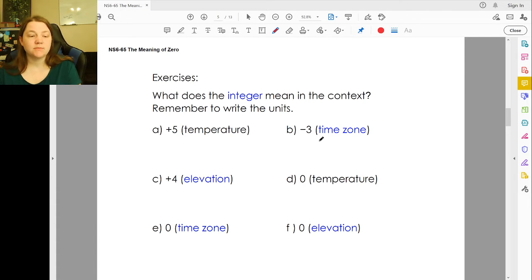-3 for a time zone means 3 hours behind London. +4 for elevation means 4 units above sea level. 0 for temperature means exactly at 0. 0 for the time zone means being in London, or that time zone. And 0 for elevation means being at sea level.